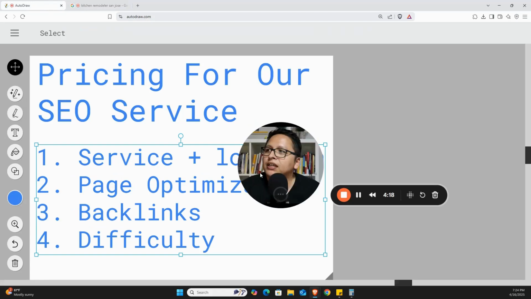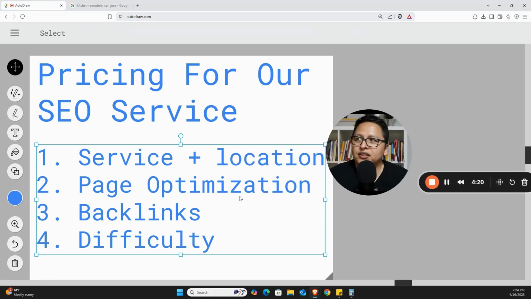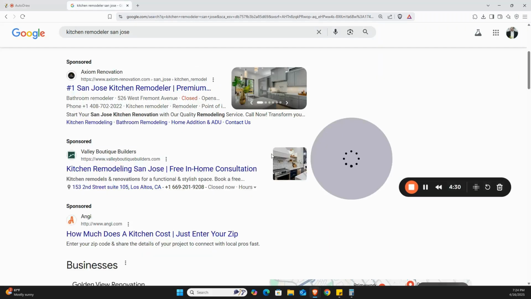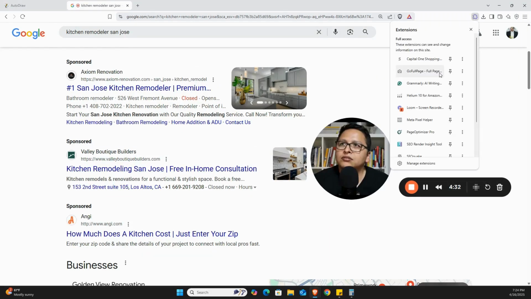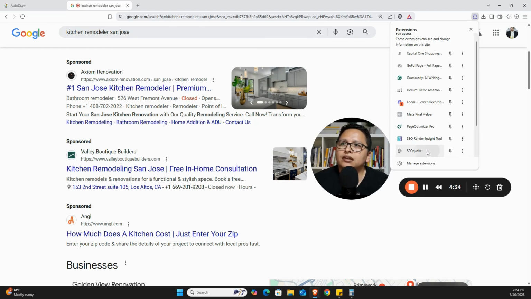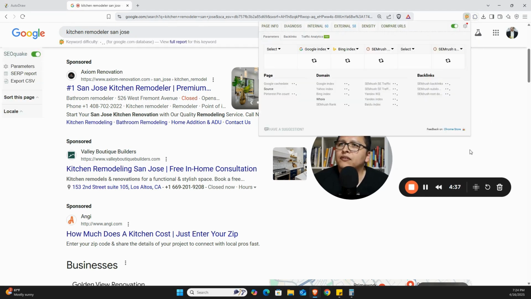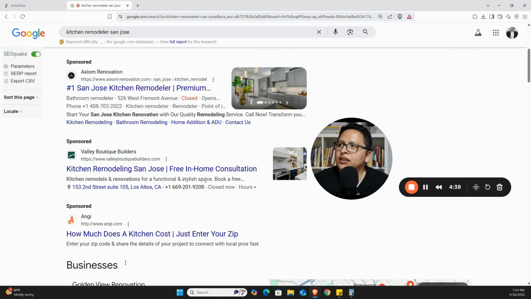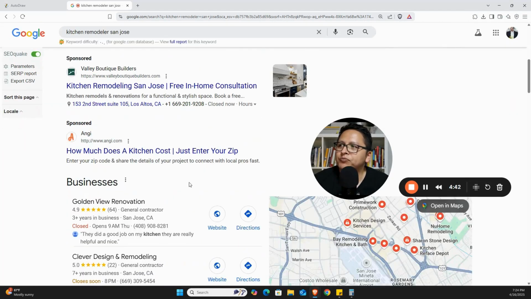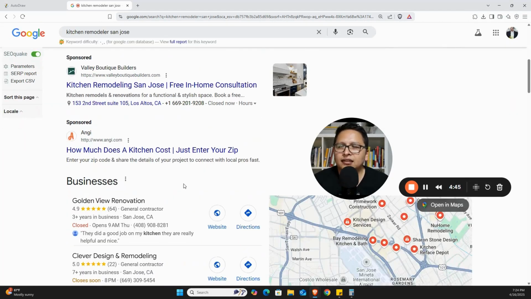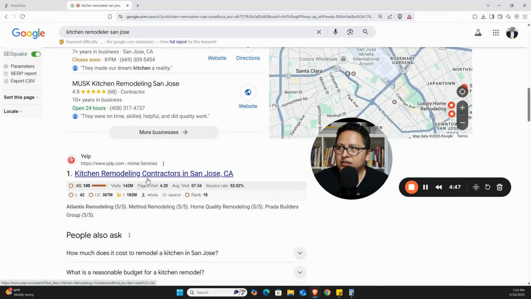We're going to go back here. We talked a little bit about page optimization. That's what we have to do for every single one of these service plus location pages. Third thing is backlinks. Let me turn on this tool here. This is called SEO Quake. I believe you could get it for free, and when you run it, it gives you a little bit of insight into the page that's showing up. We're still in kitchen remodeler San Jose.